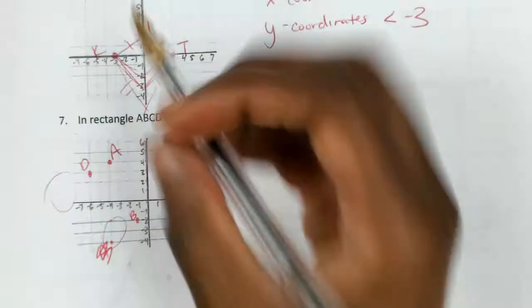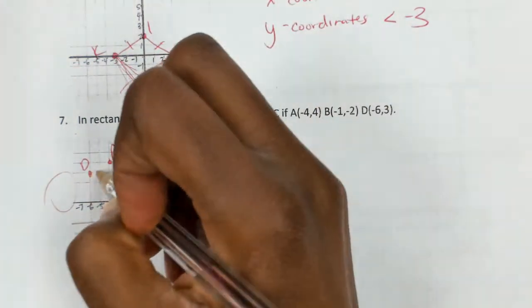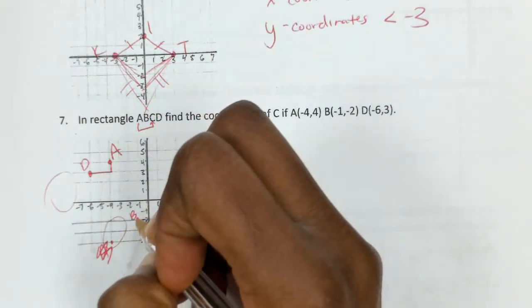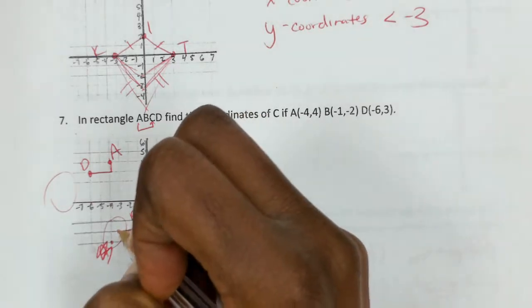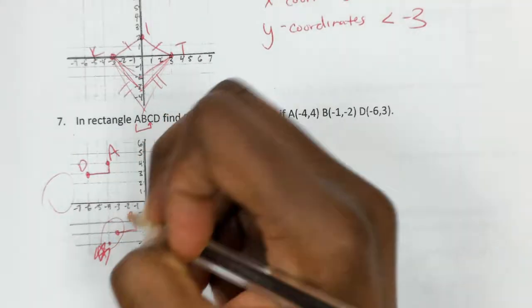But the name of it is going to help me know that A and C need to be opposite each other. So C needs to be opposite of A. So if this was 2 over and 1 up, then I need to be able to go 2 over and 1 up, it needs to be the same slope. So 1 over 2 and 1 over 2. So C is going to be at -3, -3.